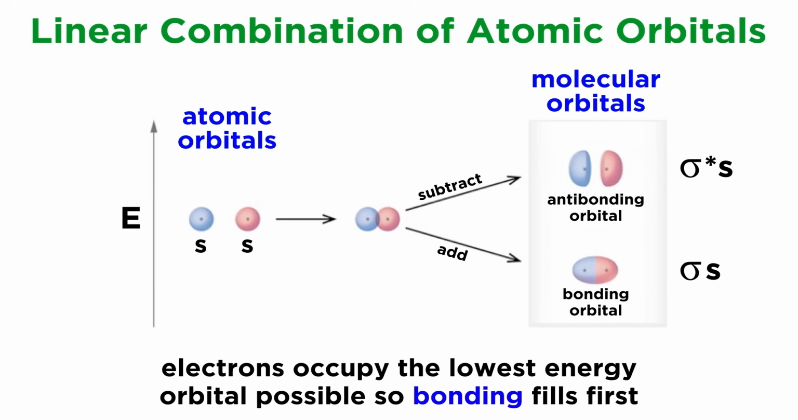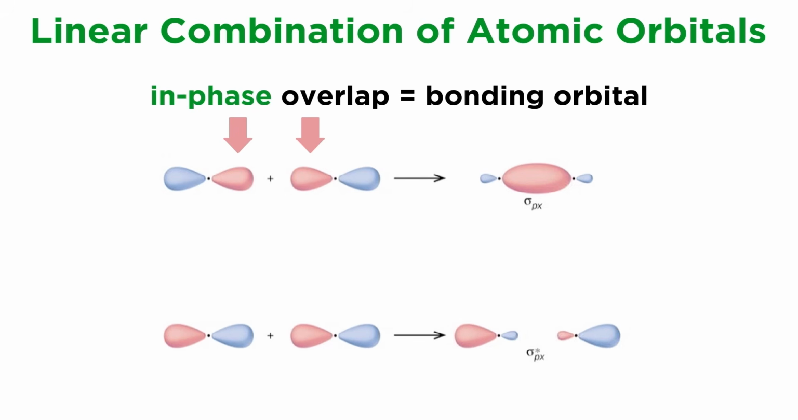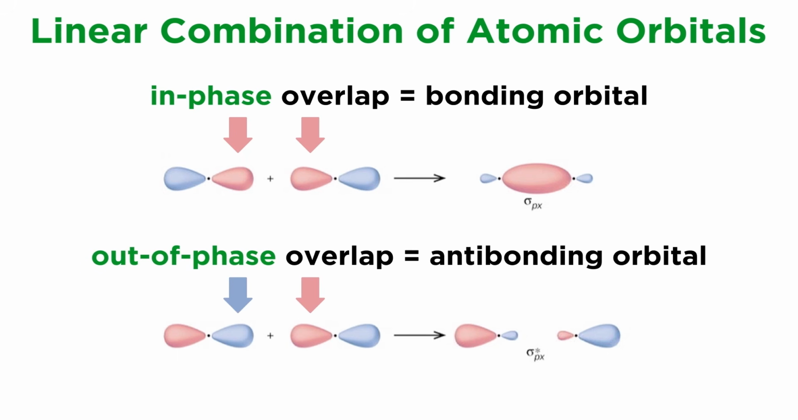the bonding orbital. Looking at p orbitals, each p orbital has two lobes with opposite phases. When lobes of the same phase overlap, which here are represented by the same color, we get constructive interference, which makes a larger region of probability density. When lobes of opposite phase overlap, it's destructive interference, and we get a node and an antibonding orbital. If these overlaps occur on the x-axis, these would be the sigma px and the sigma px star orbitals, which will be bonding and antibonding respectively.